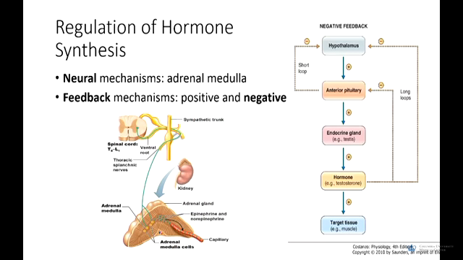So hormone synthesis is regulated by two major mechanisms. Neural mechanism is mostly about the adrenal because it receives direct sympathetic signal, but most hormones are regulated by feedback mechanism, specifically negative feedback. And we learn a lot about this in HPA, HPG, and basically almost every hormone that we learn about has negative feedback. And this is going to be crucial when we distinguish the difference between primary and secondary endocrine disease.